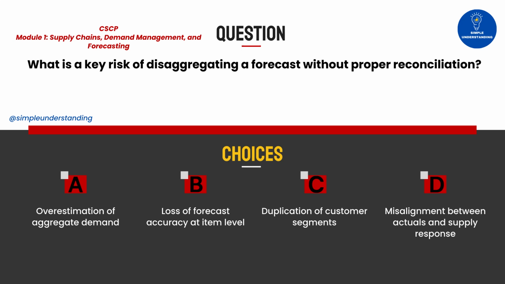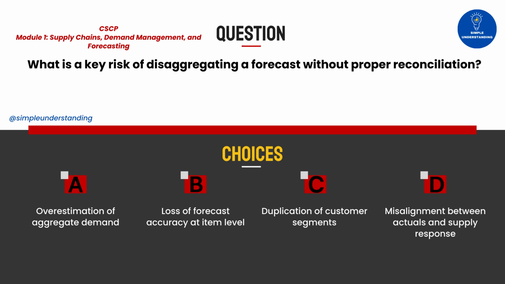11. What is a key risk of disaggregating a forecast without proper reconciliation? A. Overestimation of aggregate demand. B. Loss of forecast accuracy at item level. C.